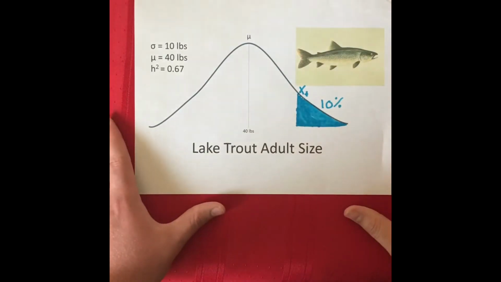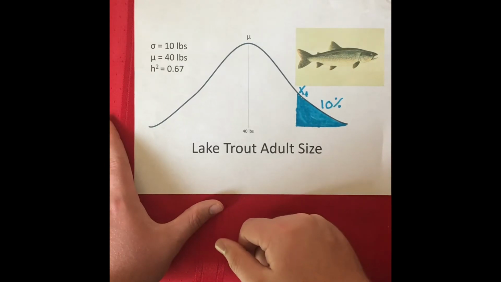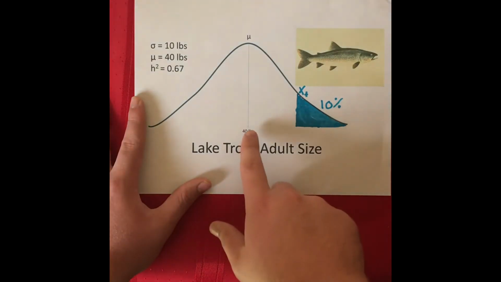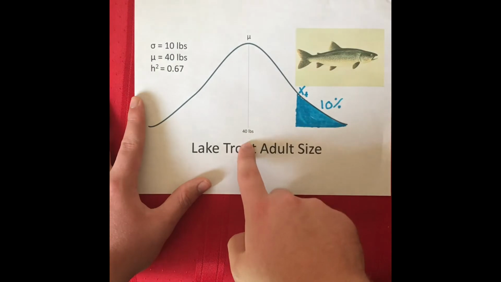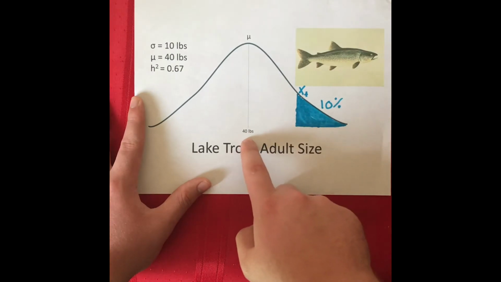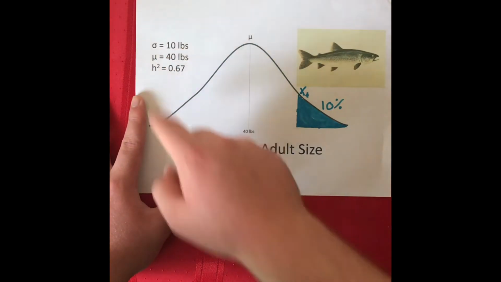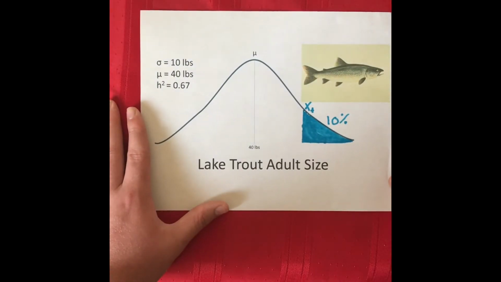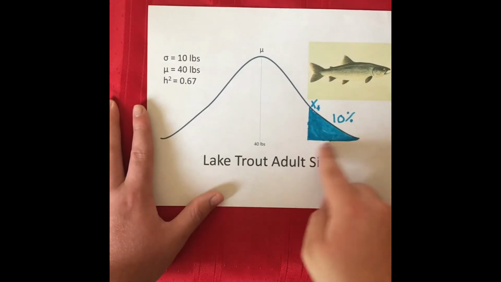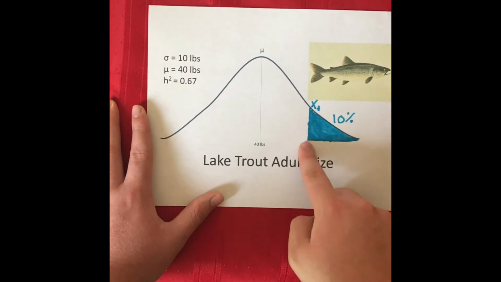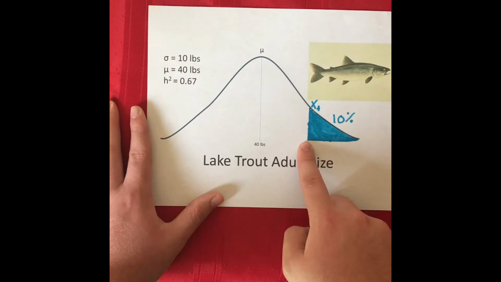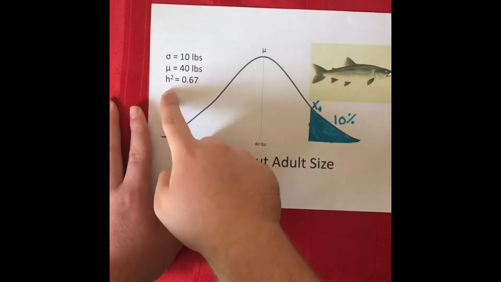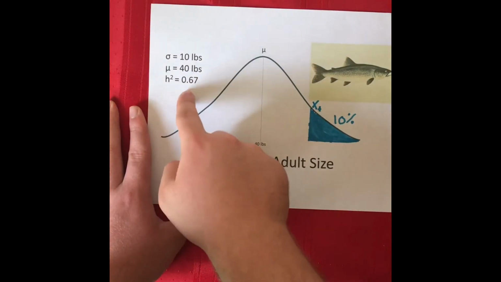Let's imagine there's a farmer and he grows lake trout for a living. In his lake, the average or mean weight of the adult lake trout is 40 pounds. There's a standard deviation of 10 pounds. He wants to increase the average size of his lake trout, so he wants to reproduce only the top 10%. This 10% cutoff is called the truncation point. It can be any percent, but for this situation, it's 10%. We also know that the realized heritability is 0.67.